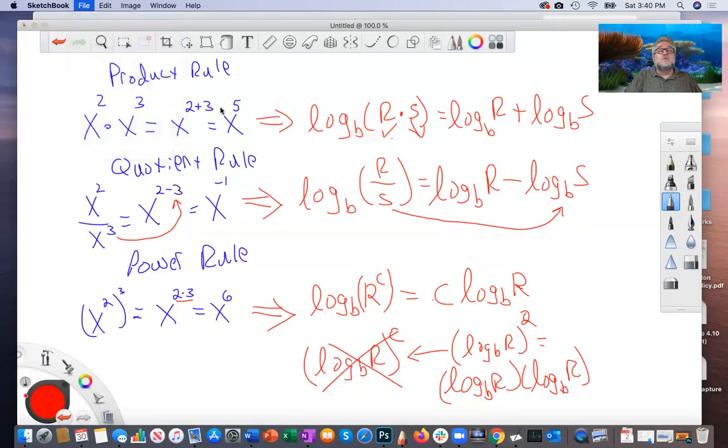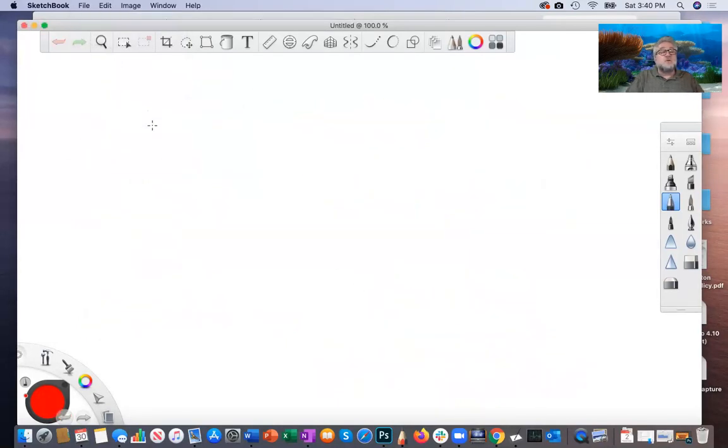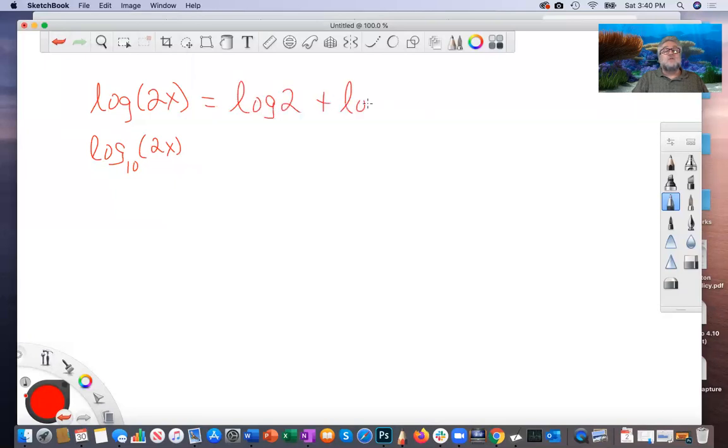Let me get a new page. So here's an example problem. Log of 2x. Wait, what's the base here? There is no base. Is it base 0? No. This is common log. This is the same as log base 10 of 2x, right? When it's not written, it assumes that it's 10. And so if we have log base 10 of 2x, how do we write that? Well, we could break that up to be log of 2 plus log of x.